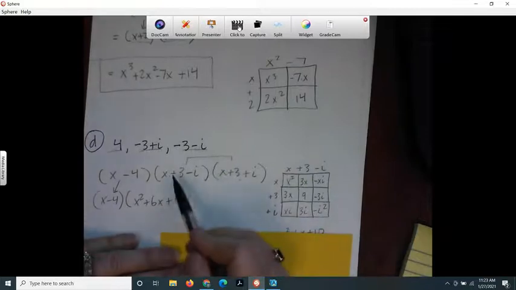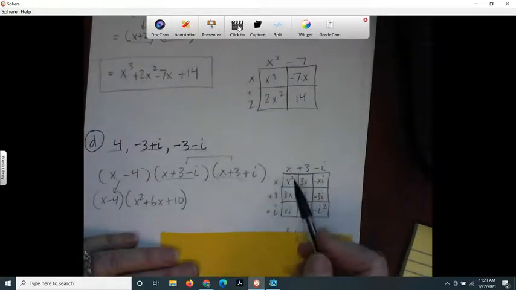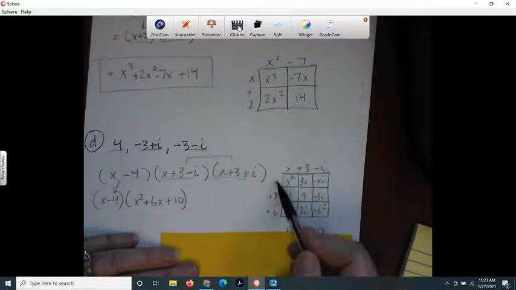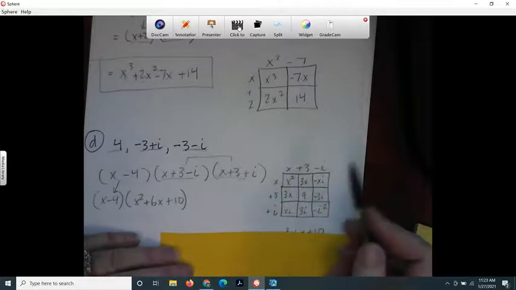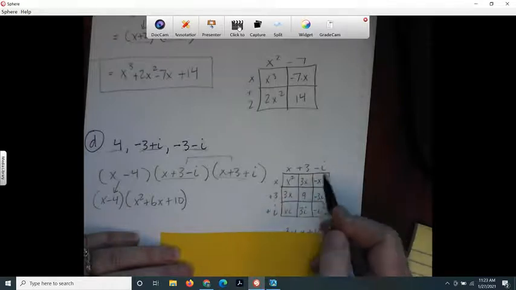I write this, and then I write this on the side. x times x is x squared. Hopefully you get the idea. It gets a little gnarly because you have to keep track of what you're doing. Hopefully you don't make any mistakes.